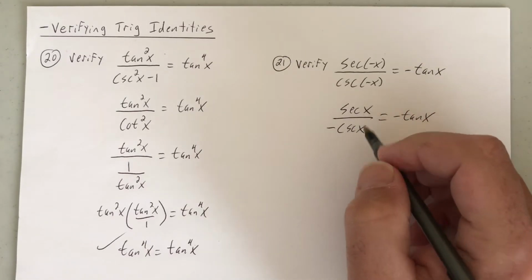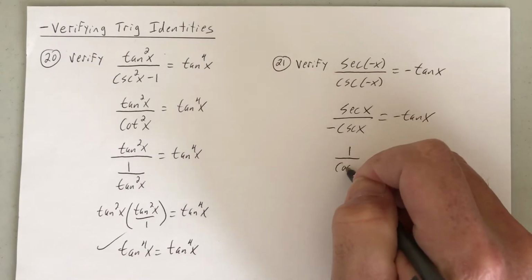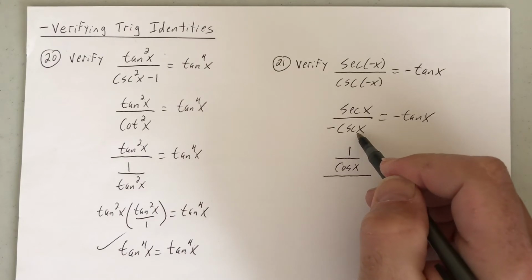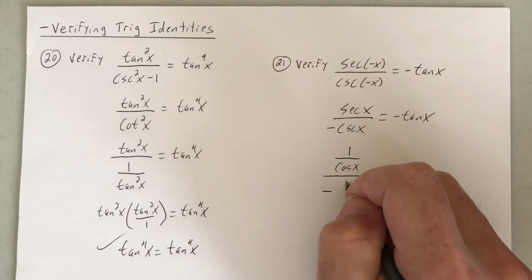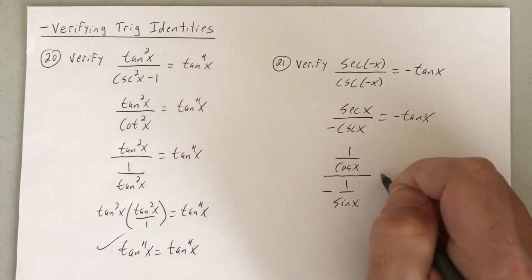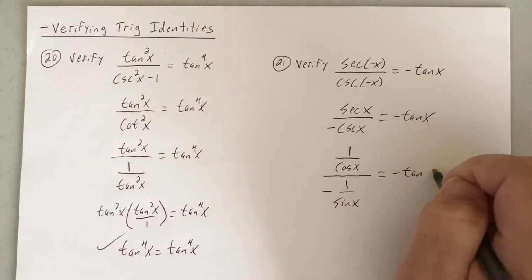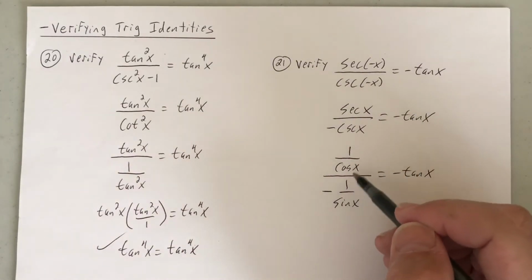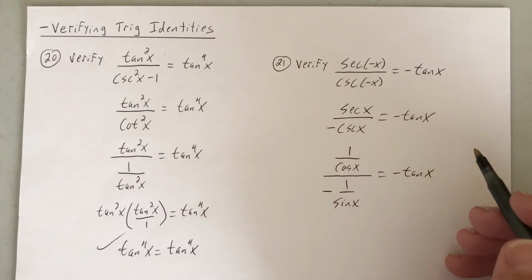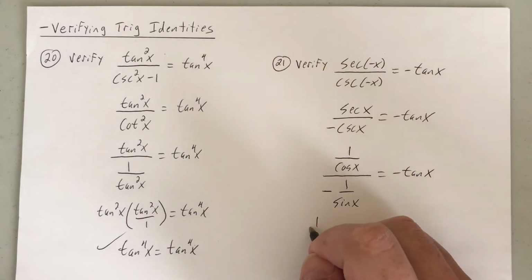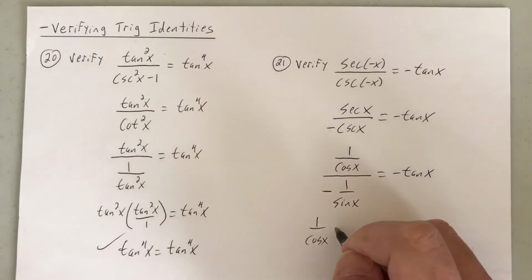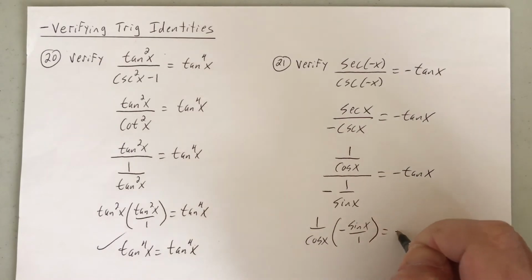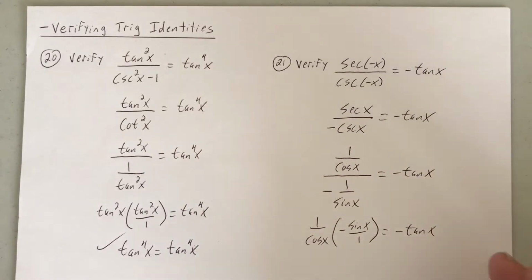So secant x is 1 over cosine x, and cosecant x is 1 over sine x. And of course, we get the negative there, so it's negative 1 over sine x. And that's equal to negative tan x. Now, just like we had over here, we're dividing fractions, so we're going to flip and multiply this. So that would be 1 over cosine x times negative sine x over 1 is equal to negative tan x.